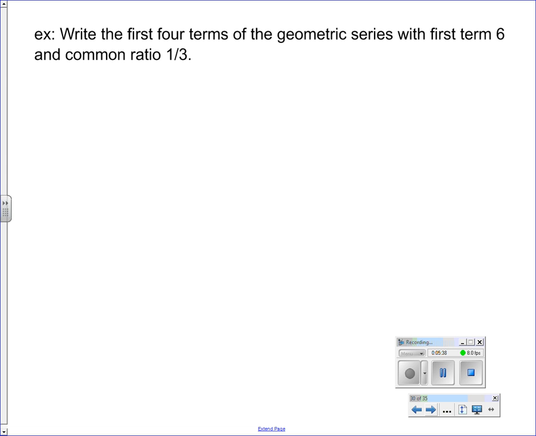So here's an example of working with a geometric sequence. We're going to write the first 4 terms of the geometric sequence that has first term 6 and common ratio 1/3. So our first term we already know is 6, and then every term after that we get by multiplying the previous term by 1/3.